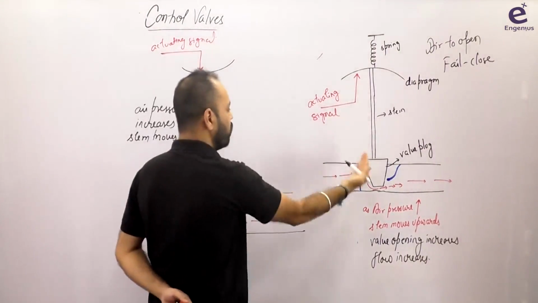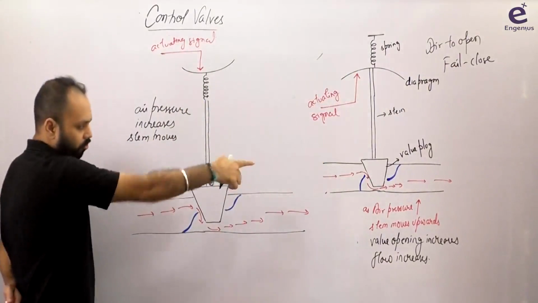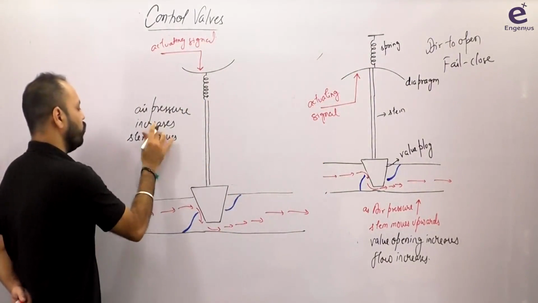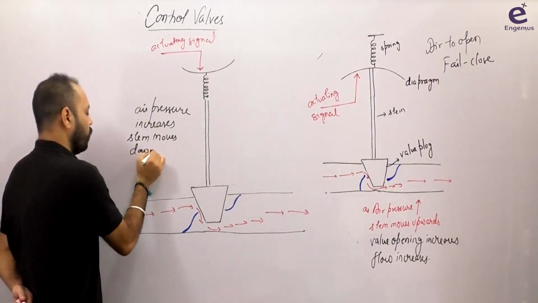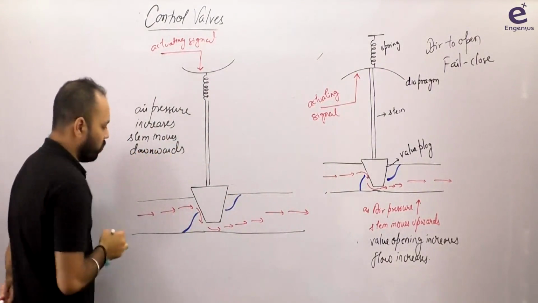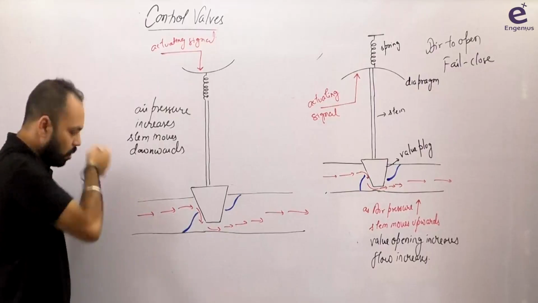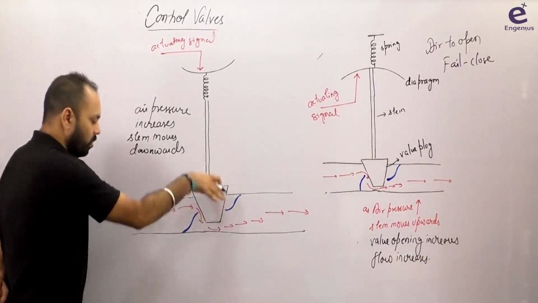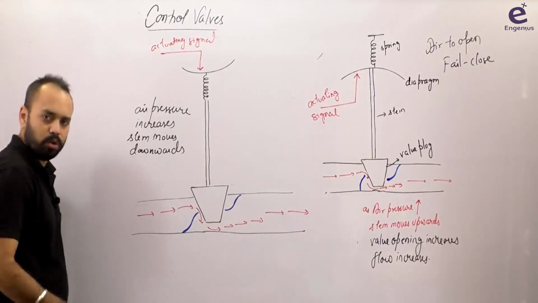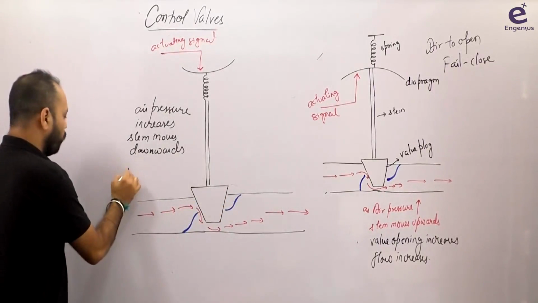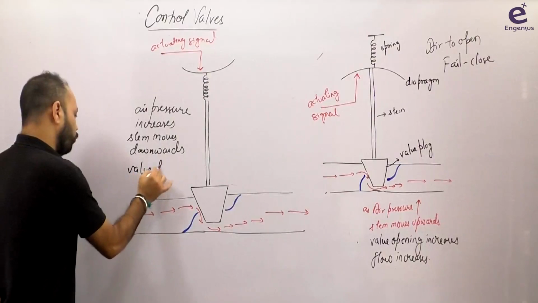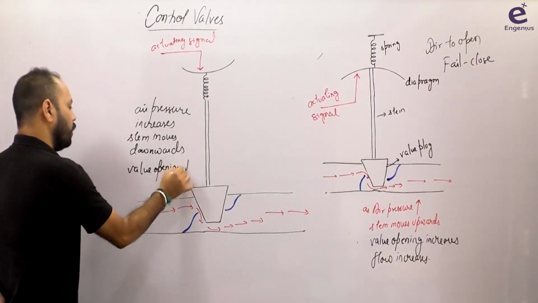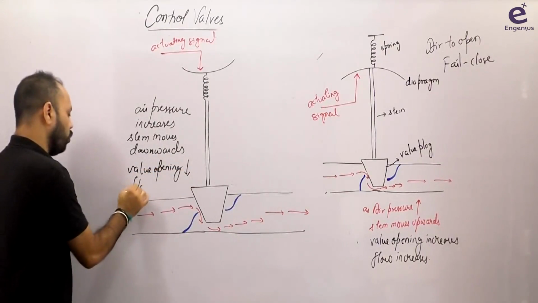Here air pressure increases, stem moves upwards, and the flow opening increases. Stem moves downwards, correct? As the stem is moving downwards, what is happening? This small opening is going to decrease. Are you seeing it? As this goes down, this space there gets closed, right? Valve opening decreases and therefore flow decreases.